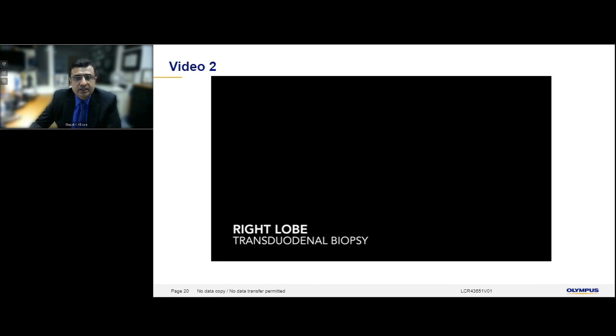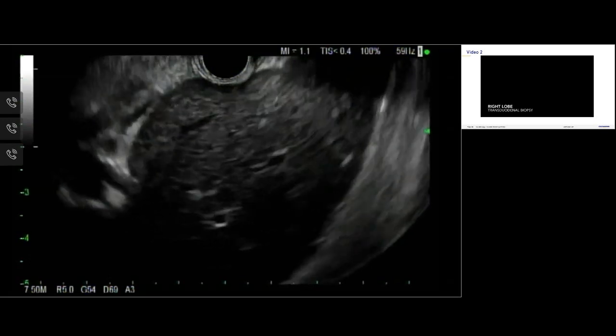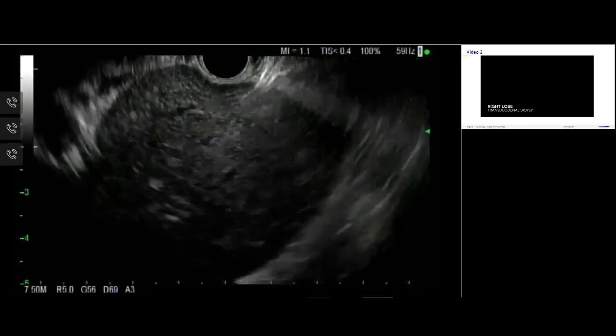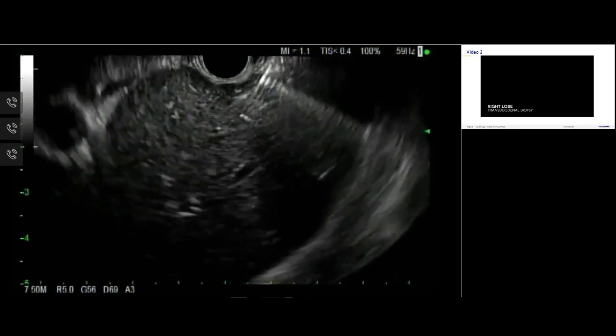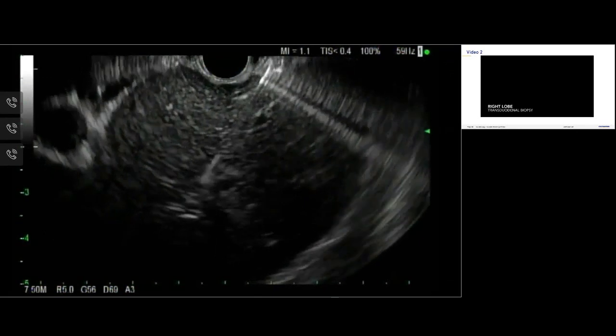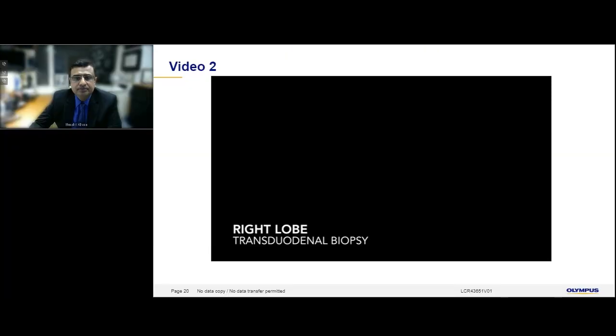So for the biopsy, I'll demonstrate the technique using a right lobe transduodenal biopsy. So we would pass the echoendoscope to the duodenal bulb. We would identify the liver from the bulb, bring the needle to the tip, puncture into the liver, turn the suction on, do 3 long actuations, turn the suction off, and pull the needle back.